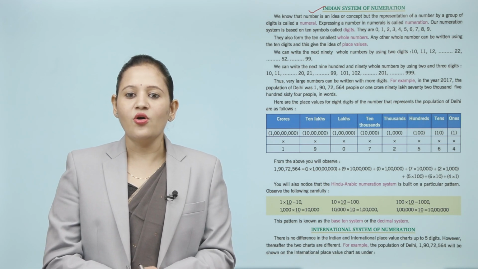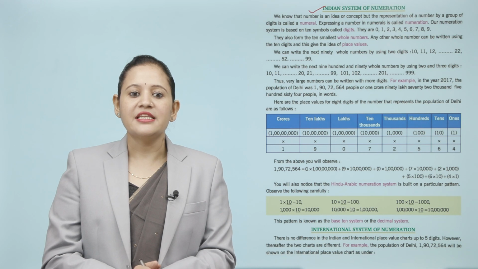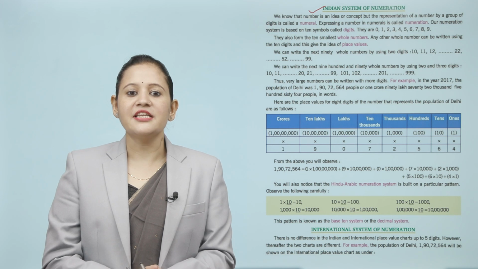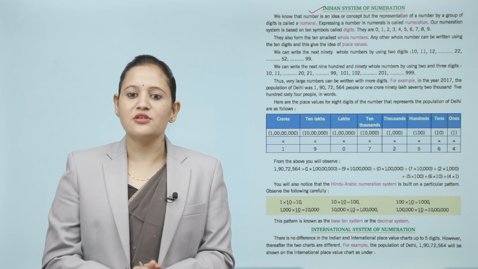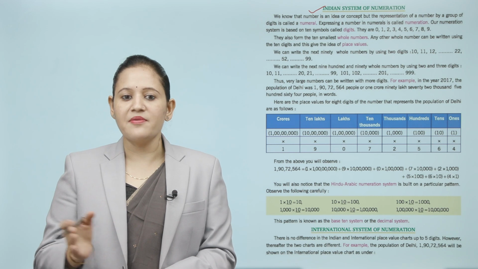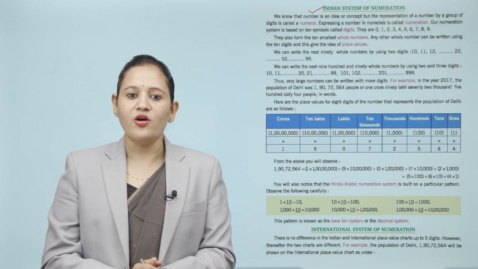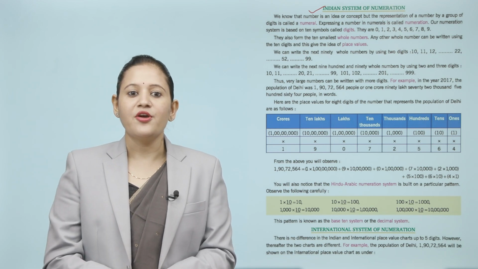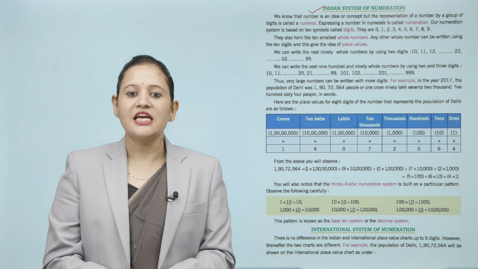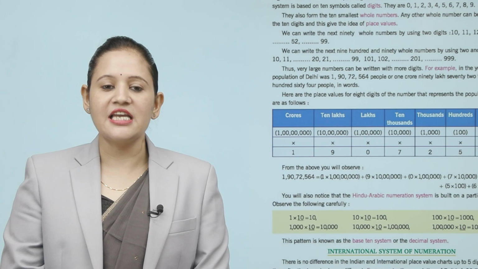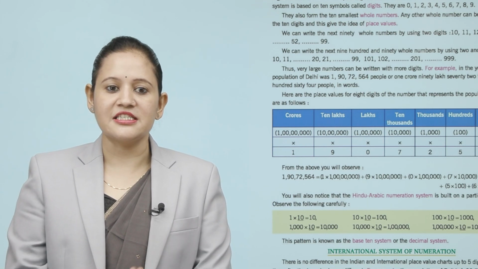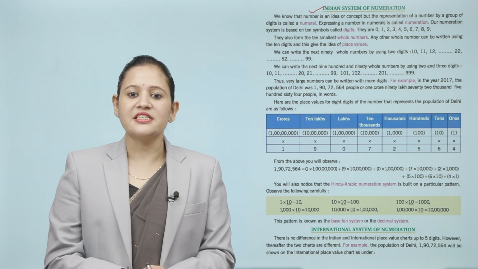Any other whole number can be written using the 10 digits, and that gives the idea of place value. We can write the next 90 whole numbers by using 2 digits, 10, 11, 12 and so on. Till 99 all are 2-digit numbers, and after 99, 100 is a 3-digit number. We can write the next 900 whole numbers by using 3 digits, 100, 101 and so on till 999, that is a 3-digit number. Thus very large numbers can be written with more digits.